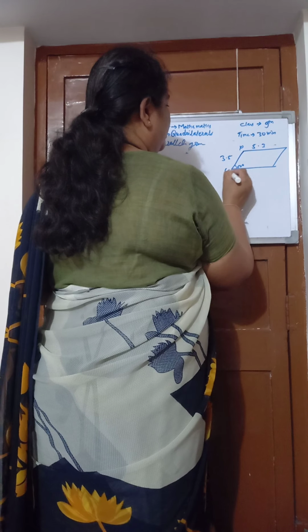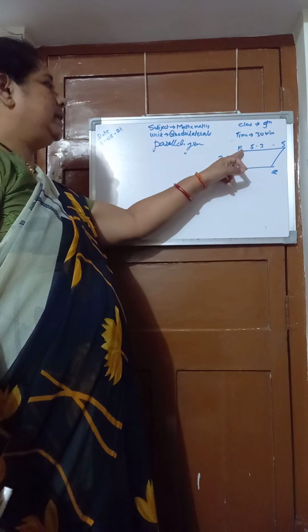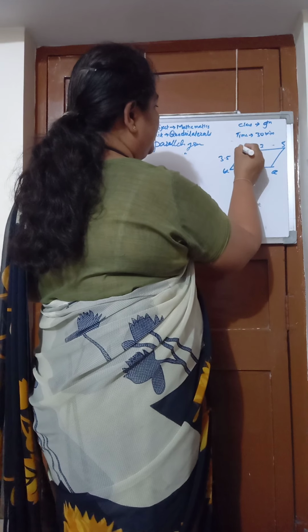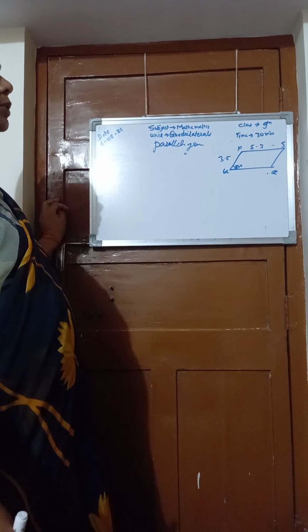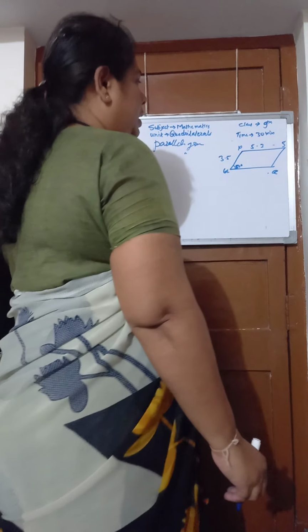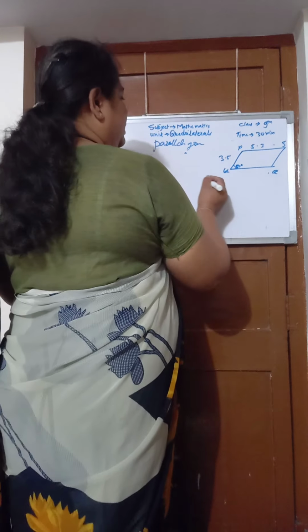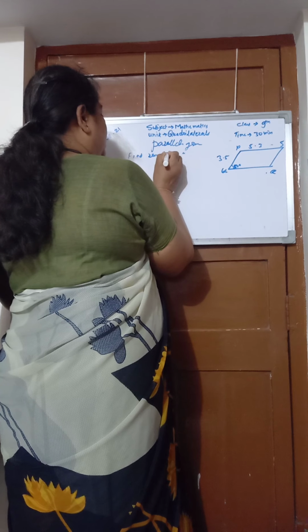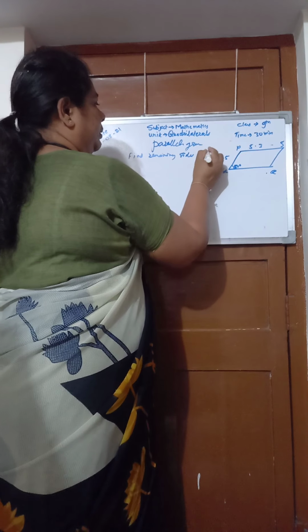P, Q, R, S. This is the parallelogram. Side PQ is equal to 3.5 and side PS is equal to 5.3, and this angle, angle PQR, is equal to 50 degree. Then we have to find the remaining sides and angles.